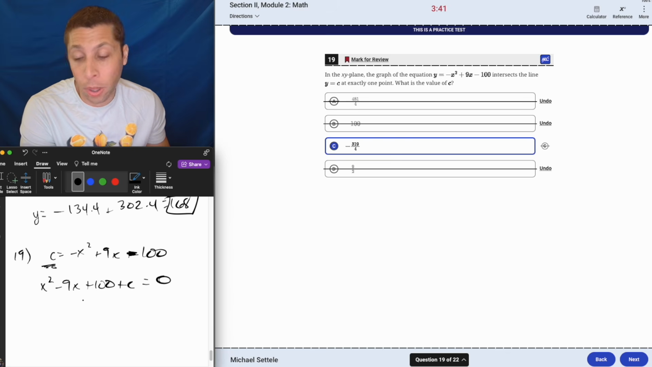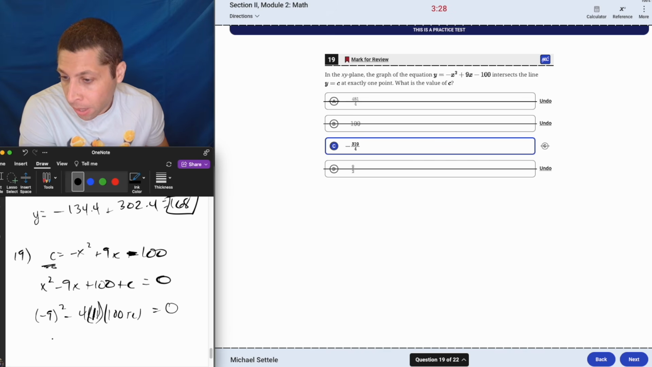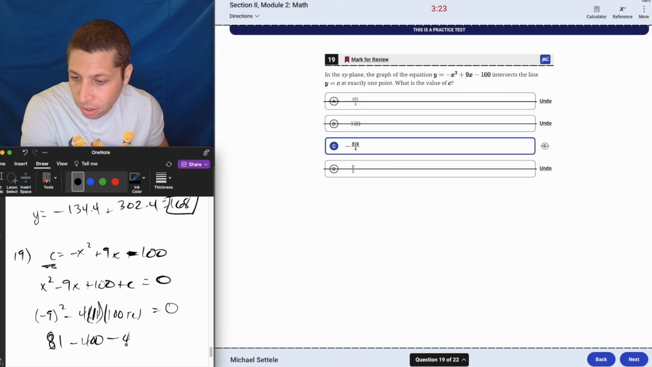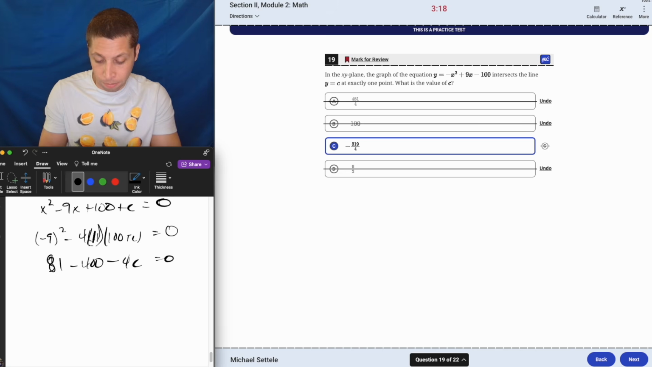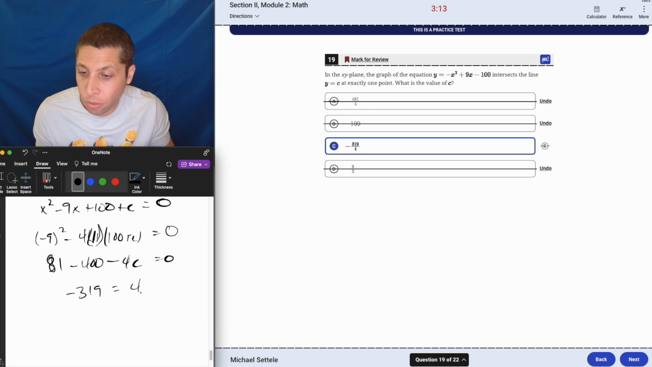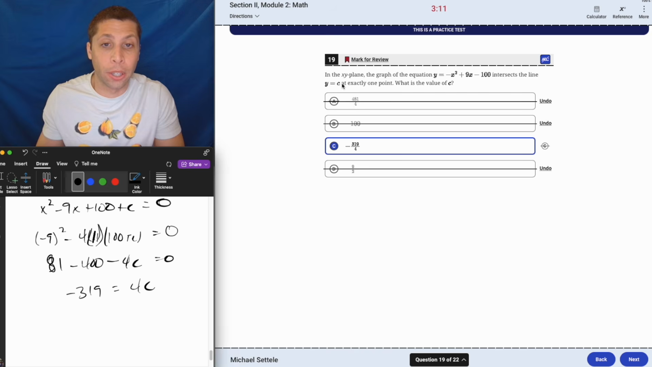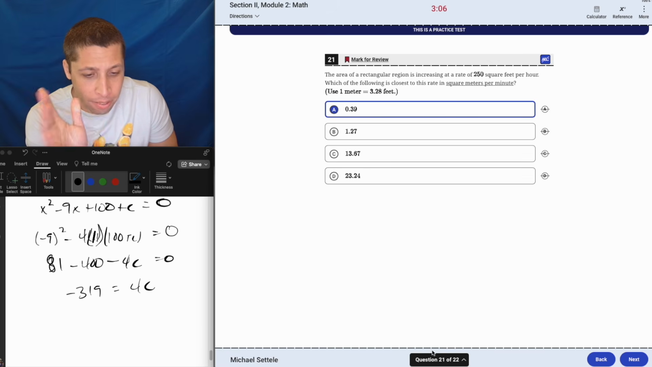And we need exactly 1 point where they meet. So b squared minus 4ac. So negative 9 squared minus 4 times a, that's a 1. Oh my God. Times c, which is 100 plus c, is equal to 0. So 81 minus 400 minus 4c equals 0. So 81 minus 400 is negative 319. So negative 319 equals 4c, and divide by 4, and we're good. Cool. I'm good with that.